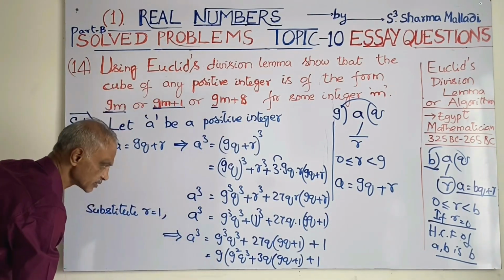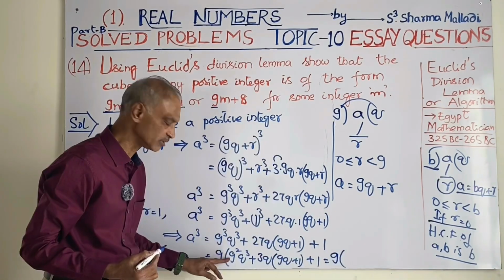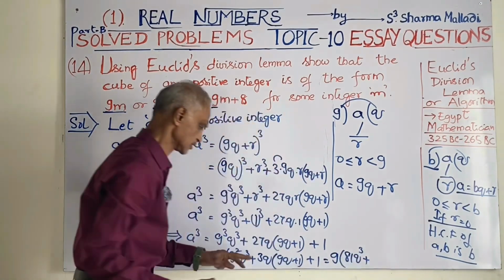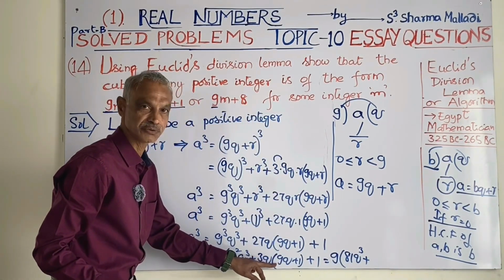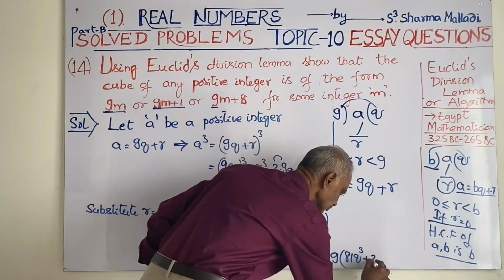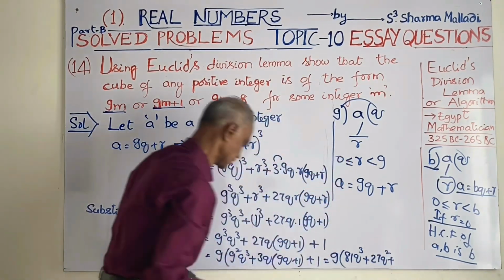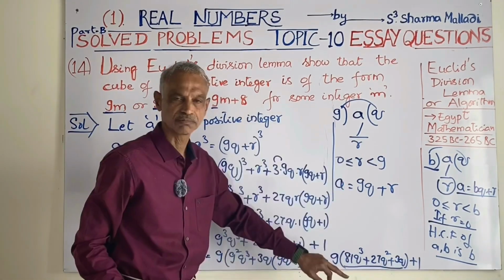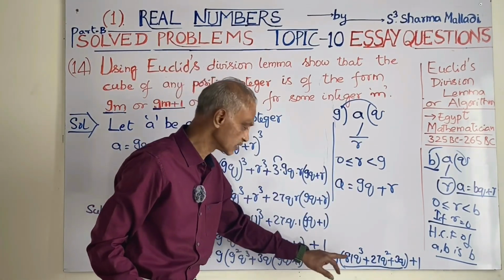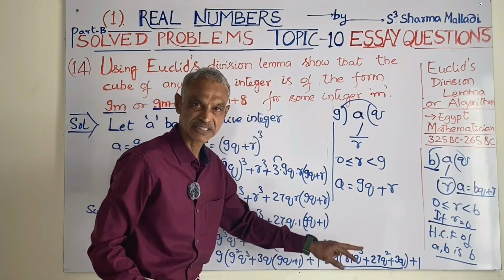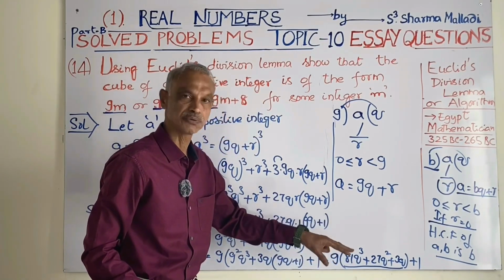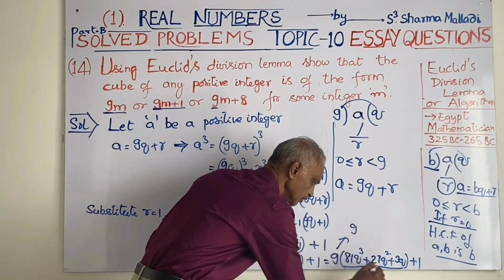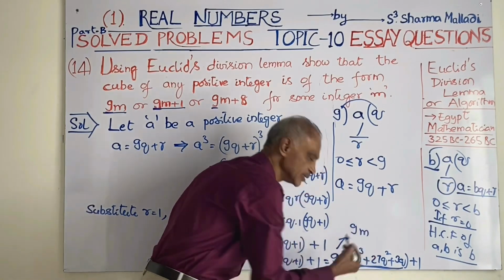This can be written as 9 into 9 square, means 81q cube, plus 3q into 9q, 27q square, plus 3q into 1, 3q plus 1. q is an integer. That's why the sum of 81q cube plus 27q square plus 3q is also an integer m. This can be written as 9 into, this is m, an integer m.